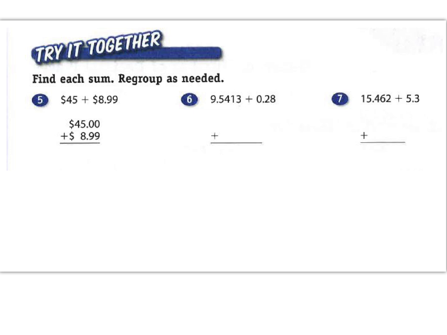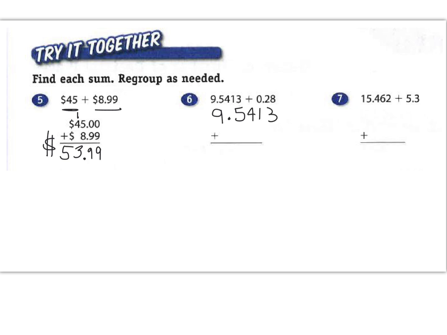This says find each sum and regroup as needed. So $45 plus $8.99. Well, notice they already added the zeros in the cents place. So 0 plus 9 is 9. 0 plus 9 is 9. Bring down the decimal point. 5 plus 8 is 13. Carry the 1. 1 plus 4 is 5. So that would be $53.99.